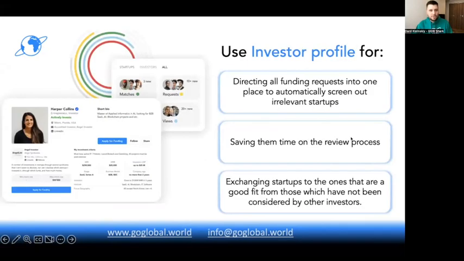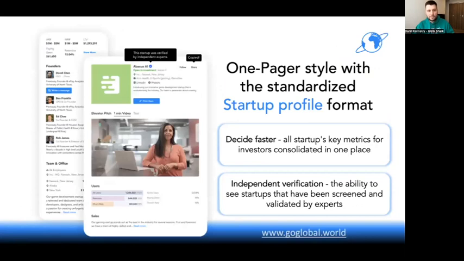So what we do is create an investor profile where startups come into your branded profile, see your investor criteria, and apply, and the system instantly tells the startup if they're a good fit for the investor or not. And investors get these decisions right in their dashboard, so they don't have to analyze this manually, and all this information is stored in one place, saving tons of time for investors.